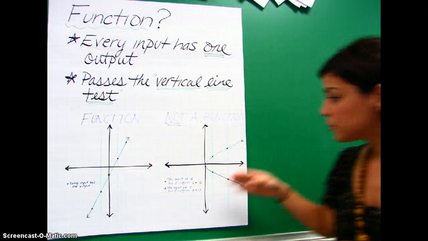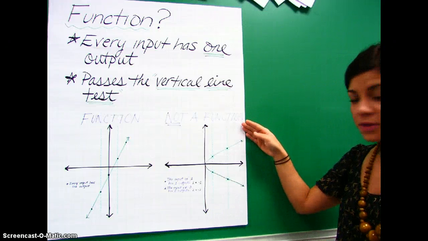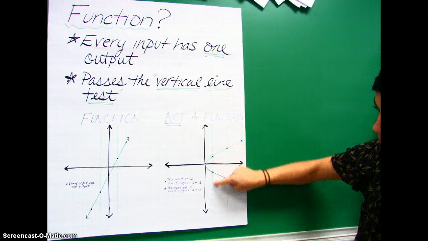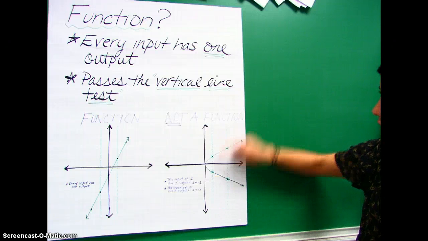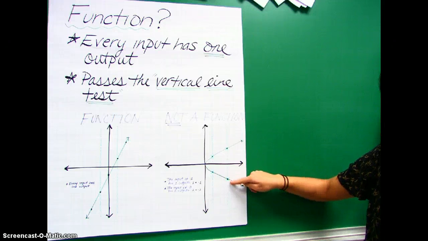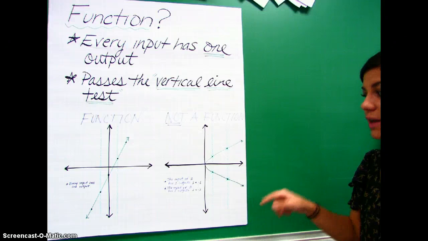Now, if we come over here and look at this example, this is not a function. The reason being is because I can draw a vertical line here, and it crosses not just once, but twice. I can also draw a vertical line here that crosses more than once, crosses twice, which means there are inputs that have more than one output.